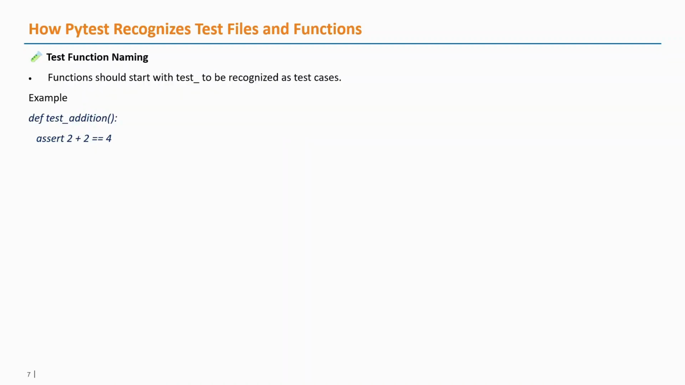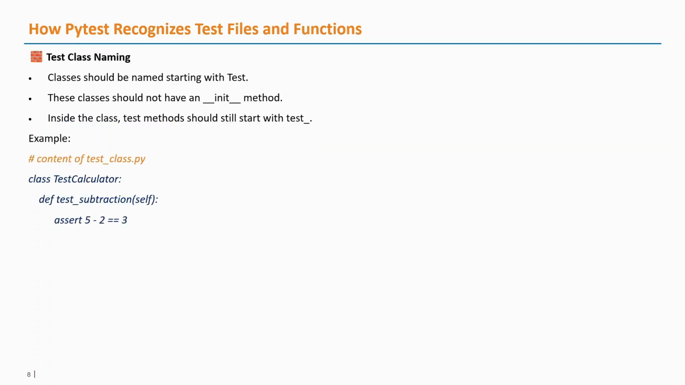The second rule is that the test function inside the test file should also have a prefix test_. Okay, so you can see here we have a function def, then you have test_addition. If you write like this, then Pytest will recognize this as a test function.